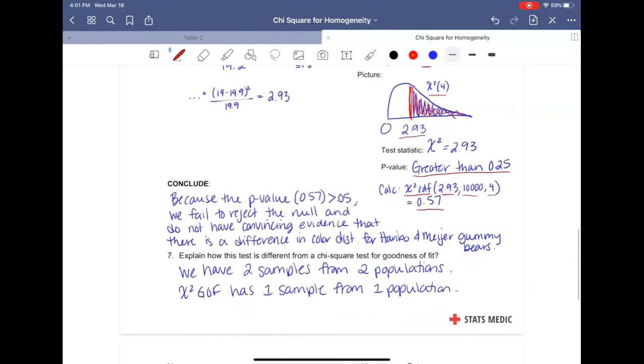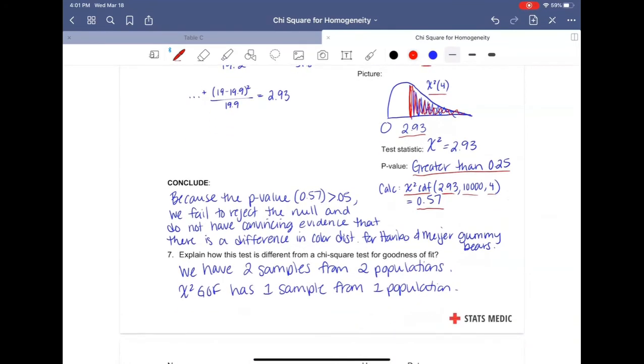All right, so the last thing I want to point out is how this test is different from a chi-squared goodness of fit. And this is really coming from the number of samples and populations. For a chi-square test for homogeneity, you're looking to see, are the two populations homogeneous, meaning do they have the same distribution? So we have two samples from two different populations, whereas with a chi-squared goodness of fit, you have one sample from one population. So that's how you can tell the two apart. Additionally, the chi-square test for homogeneity uses a two-way table, which makes it easy to identify.